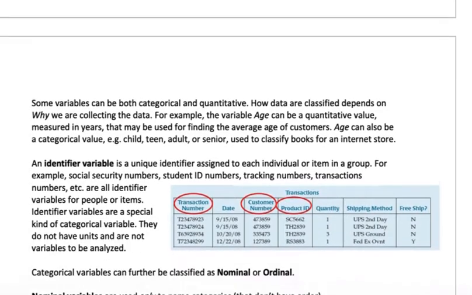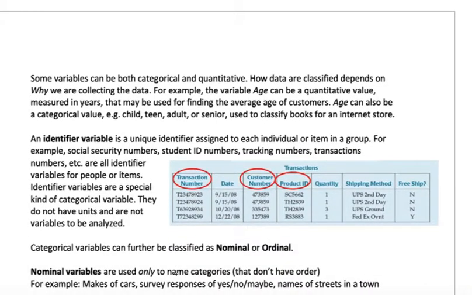Now, you have to be careful because sometimes it depends on how we're collecting the data. So for example, age, if we're just collecting the numerical age, if somebody's 30 years old, then we would say that that's quantitative, but we can also collect age in a categorical way. If we use ranges like child, teen, adult, or senior, then that would be categorical.